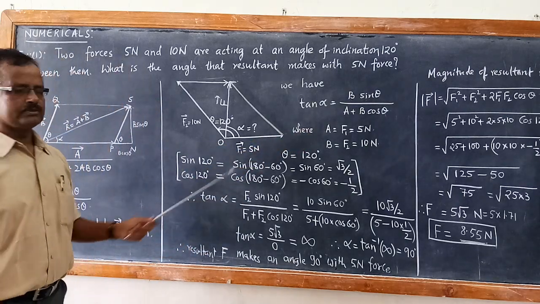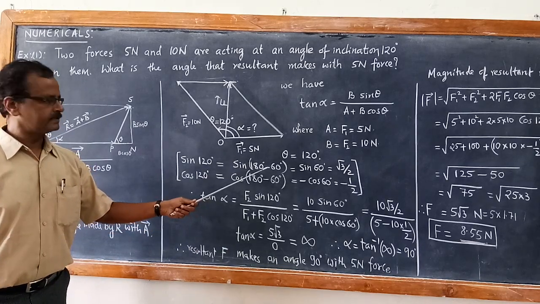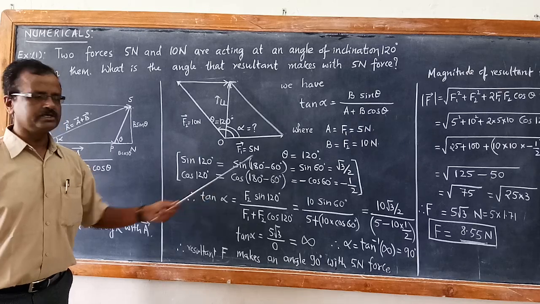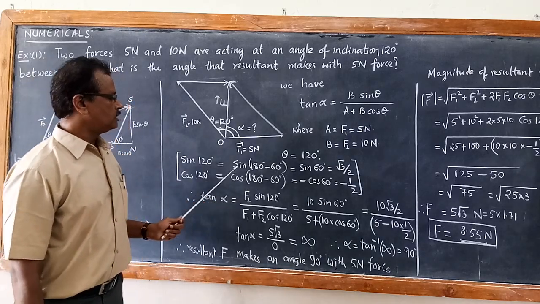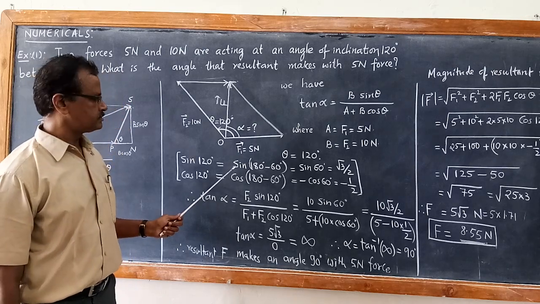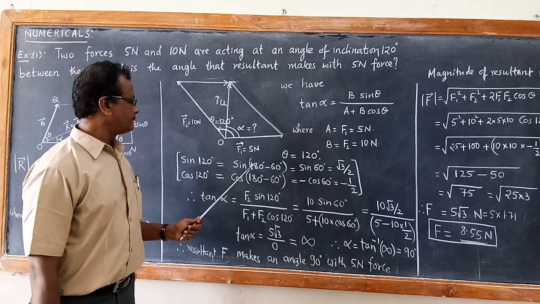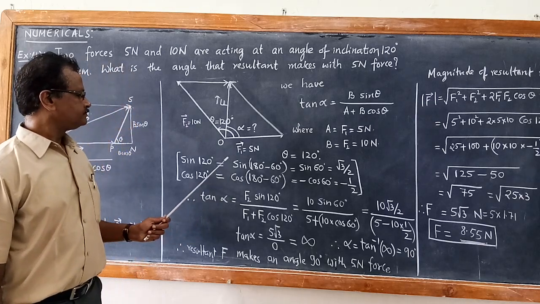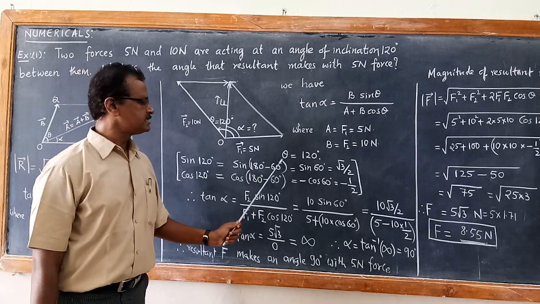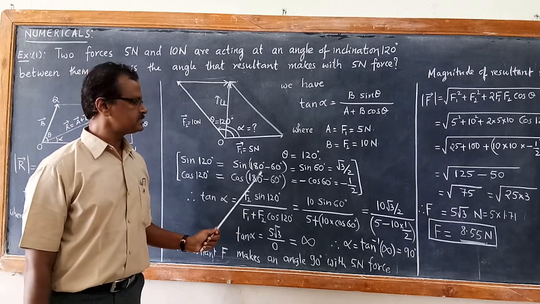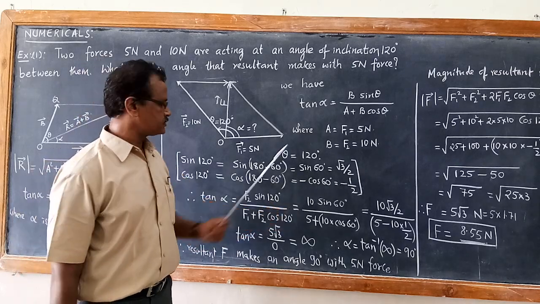Sin 120 degrees is equal to sin of 180 minus 60 degrees. So 180 minus 60 is 120. So this is in the second quadrant, and in the second quadrant sin is positive. So that becomes sin 60, since sin of 180 minus theta is sin theta. So sin 60 is equal to root 3 by 2, which is positive.